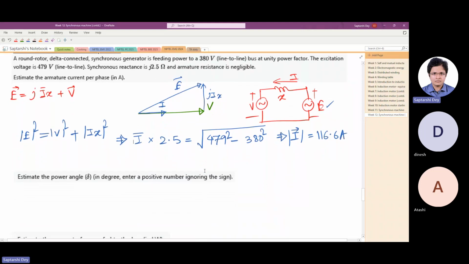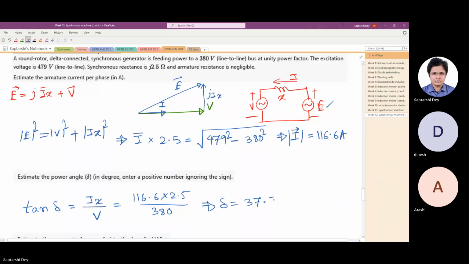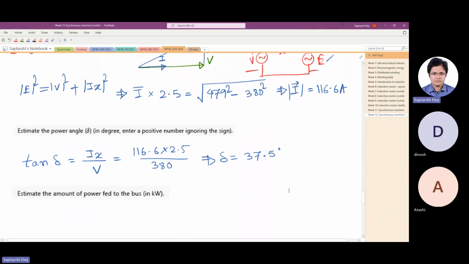Okay, so estimate the power angle delta in degree. So just from this triangle we can write tan delta is Ix by V. What is Ix? 116.6 times 2.5 by V is 380. So this should give a delta value of 37.5 degree.